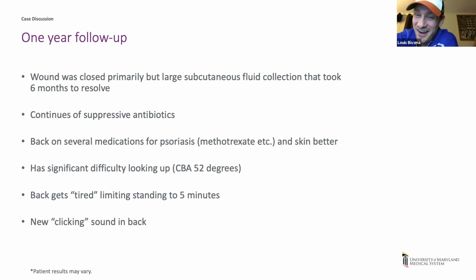I'm guessing he broke his rods, and he either has a pseudarthrosis or he's infected too, and he's looking for help. All the above. All the above.